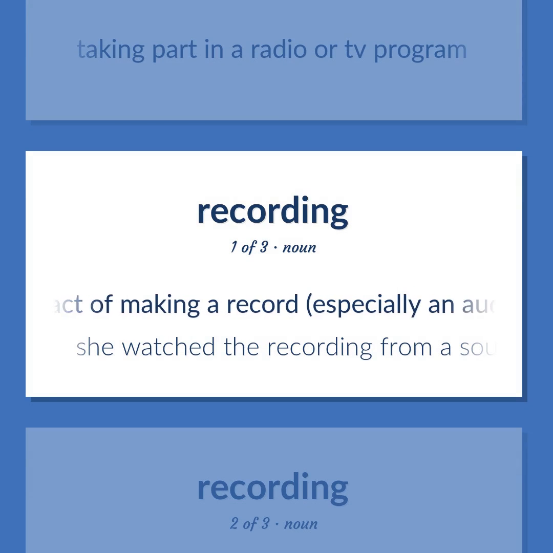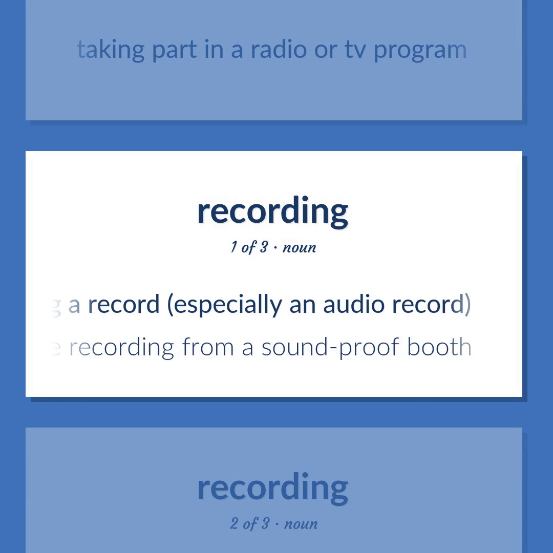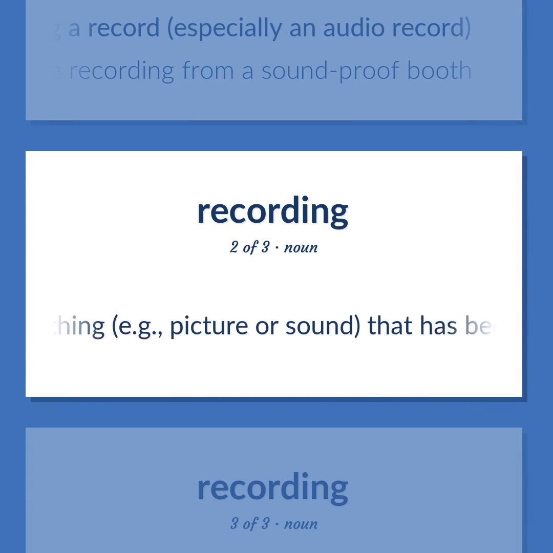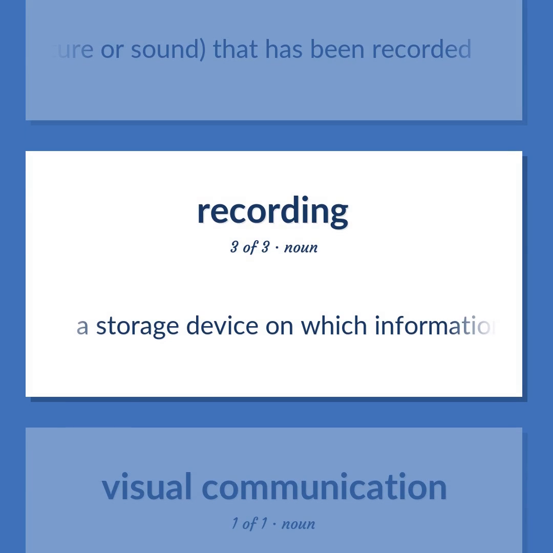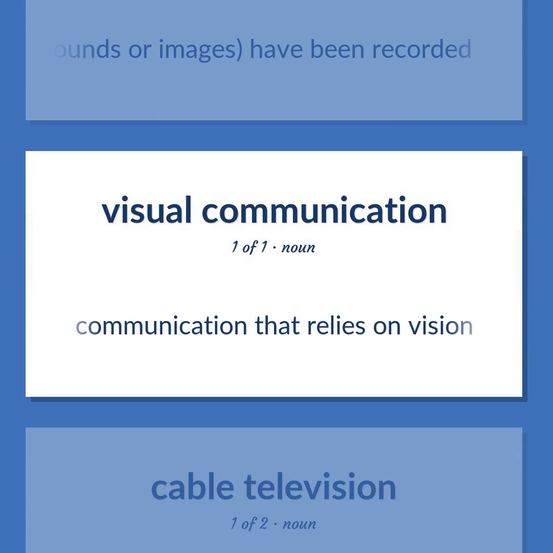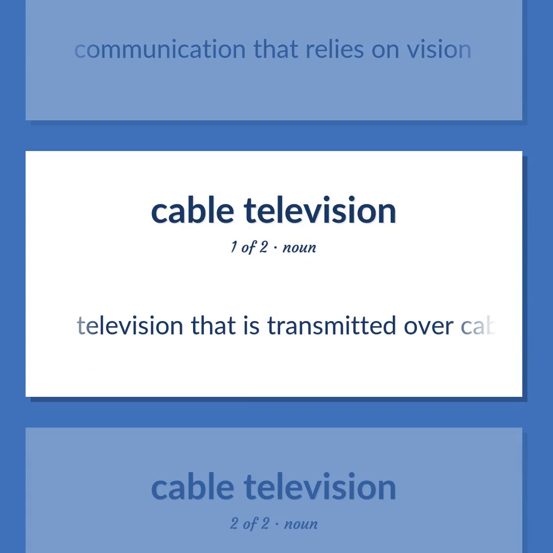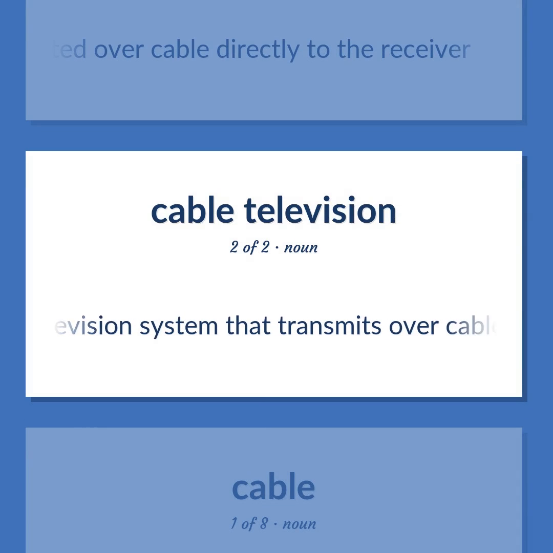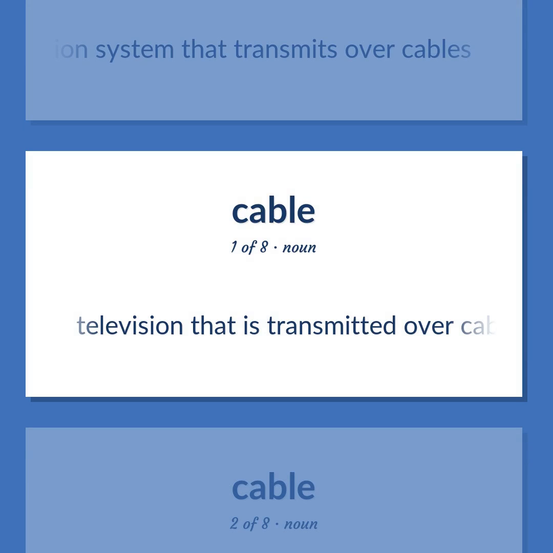The act of making a record, especially an audio record. She watched the recording from a soundproof booth. A signal that encodes something, e.g., picture or sound, that has been recorded. A storage device on which information, sounds or images, have been recorded. Communication that relies on vision. Television that is transmitted over cable directly to the receiver. A television system that transmits over cables.